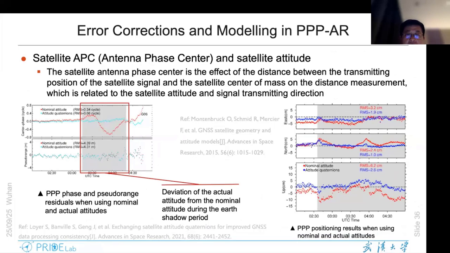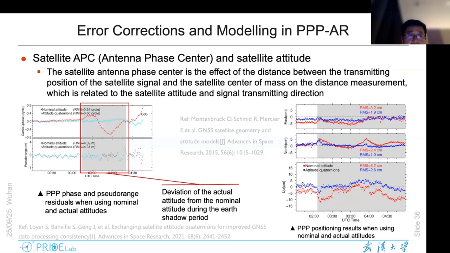As I've told, these two kinds of errors are correlated. If you wanted to precisely correct for the antenna phase center errors, you have to have a precise description of the satellite attitudes to be released as a unique product. For example, on the bottom right corner, we have the panel showing the comparison between the attitude corrections, the carrier phase and the pseudorange residuals with and without precise satellite attitude corrections.